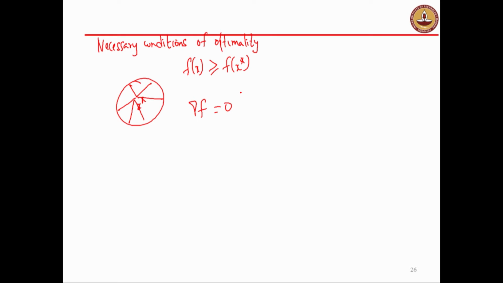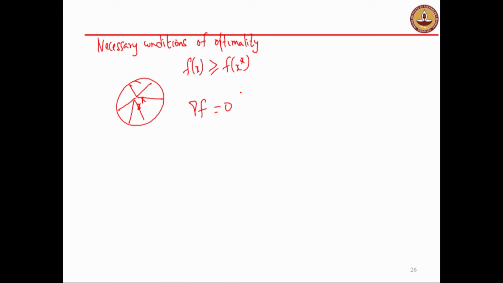This is a necessary condition. Why? Because if the gradient is not 0 for a local optimum, you can go along minus grad f. And what happens along minus grad f? The function decreases, in fact decreases the most. So if you go along minus grad f a small amount, no matter how small you go, the function value will decrease. But it contradicts my definition of a characterization of a local optimum. So the gradient should be equal to 0; it's a necessary condition for a local optimum.